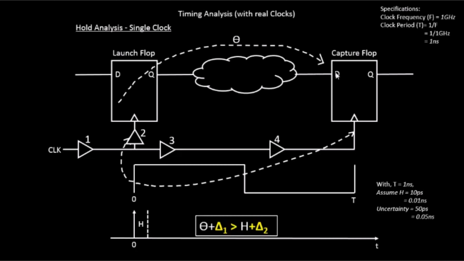Else if it accepts the data within that time, within this whole time, the data which is already present might get corrupted. So that's the reason it doesn't want to accept any kind of data during the hold time. So it's plain and simple. It says that the combinational delay should be greater than the processing time of the capture flop, which is nothing but the hold time.